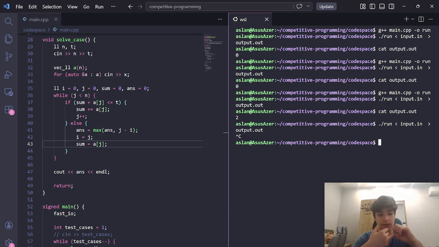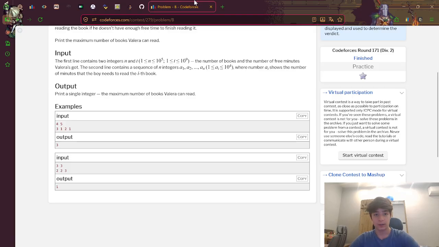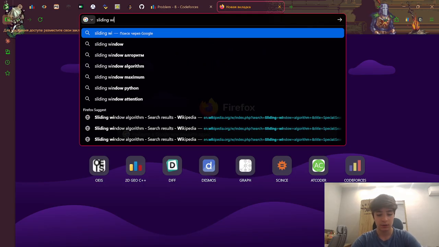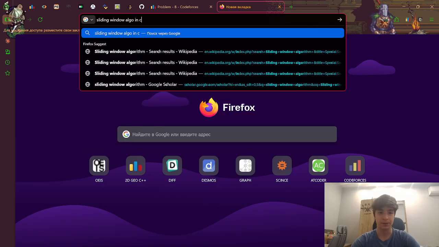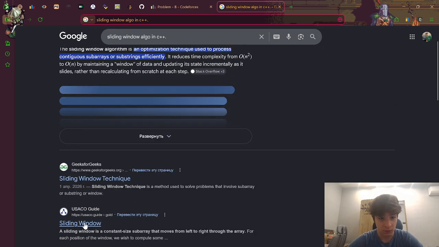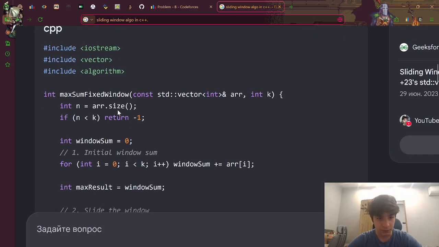This is like a sliding window, yep. So mainly, I have understood how to solve this, but I just look up sliding window in C++, of course. Sliding technique is super good. Oh, cool. So max sum fixed window. What the hell?